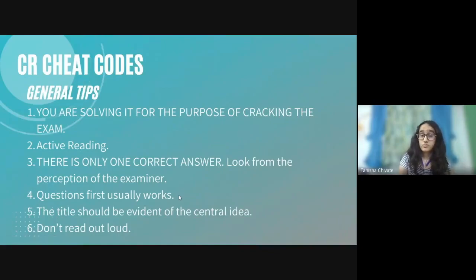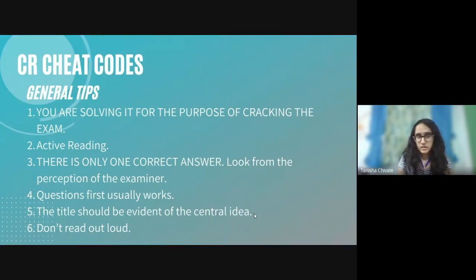Questions first or passage first? Usually questions first works most of the time. I found it very effective. I would initially do the passage first. But if you do questions first, you become an active reader. You only look out for those parts. So even if the questions are not talking about the central idea and only looking for certain inferences based on certain facts, I will look only for those sentences which talk about that, and then go ahead. The title: you have questions like, which is the appropriate title for this passage? The title has to be evident of the central idea, always. The central idea is what runs through each and every paragraph of the passage. So the title is evident of the central idea.